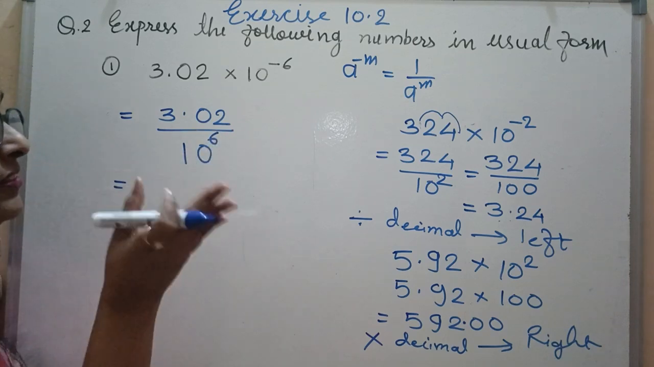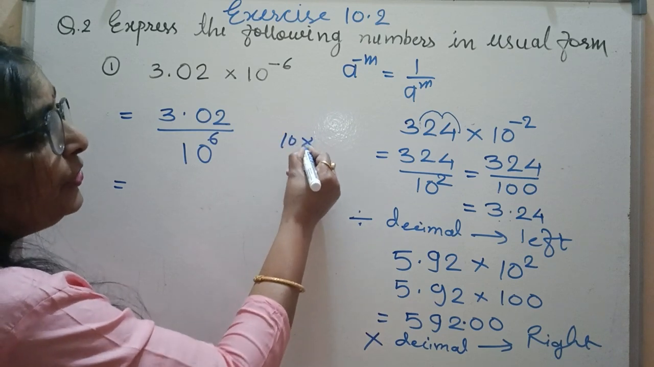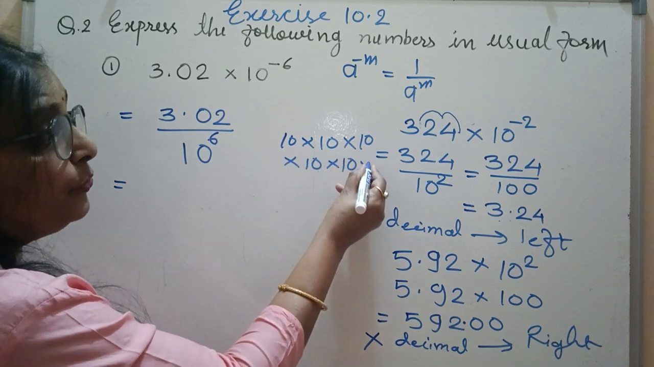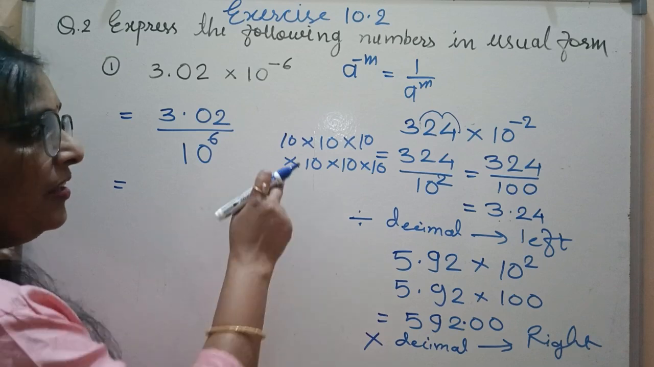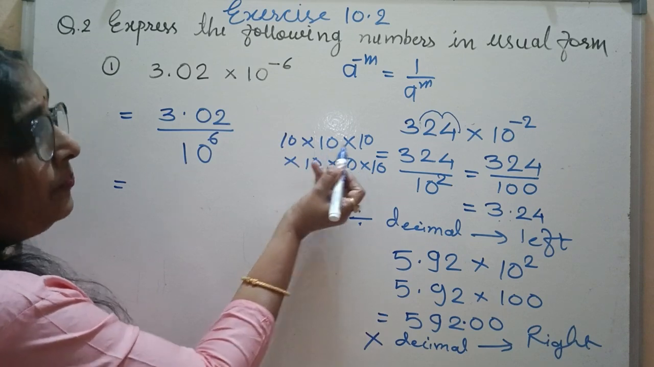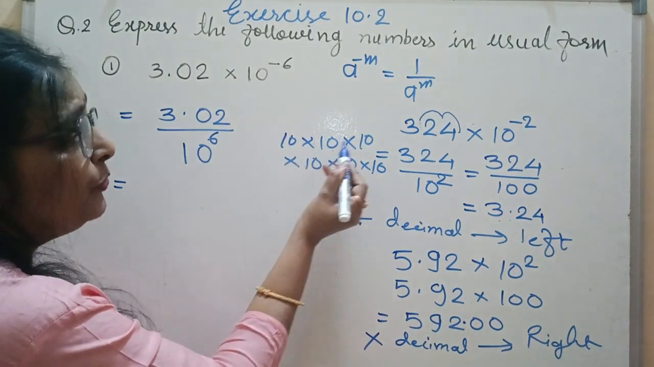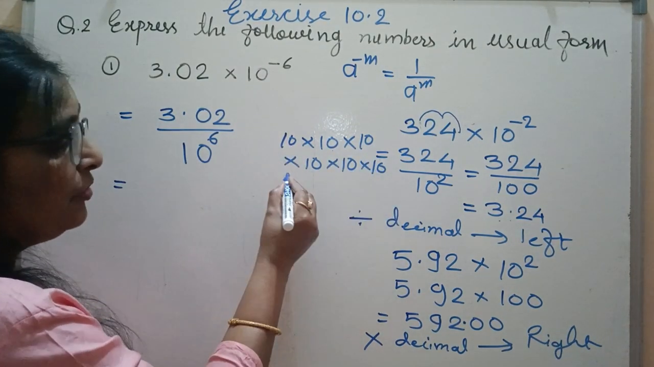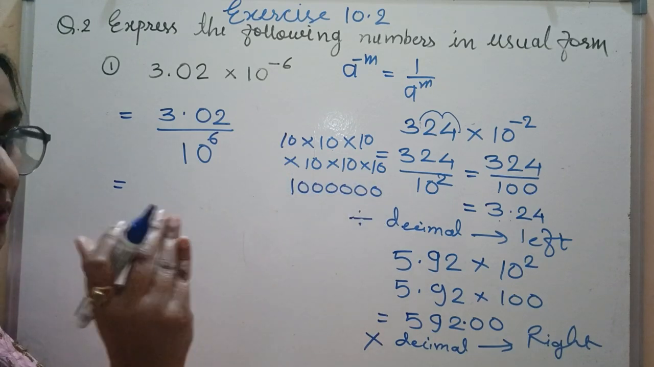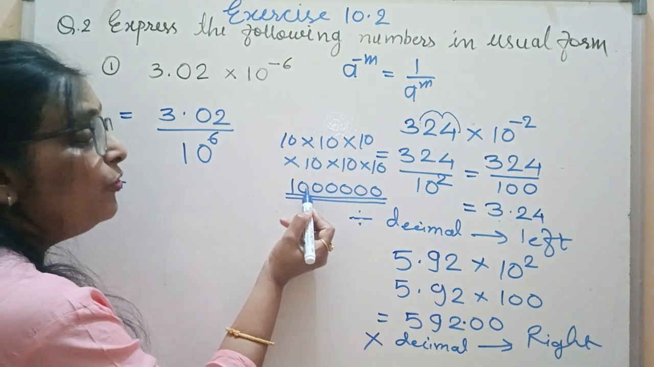10 raised to power 6 means how many zeros on 1? 10 raised to power 6 means what? 10 into 10 into 10, how many times? 6 times. Then 10 into 10 is 100, 100 into 10 is 1000, 1000 into 10 is 10,000. Like that, that means 1, 2, 3, 4, 5, 6 zeros on that. Got it? Now you are going to shift your decimal point by how many zeros on 1?